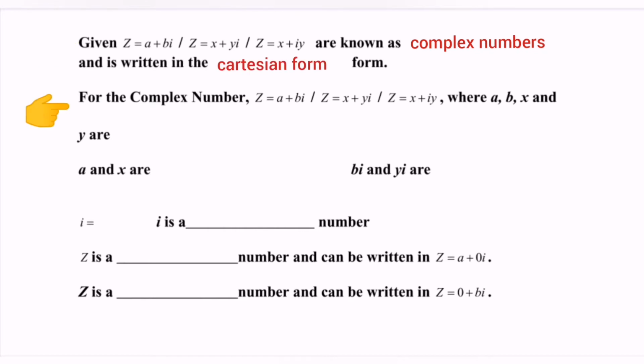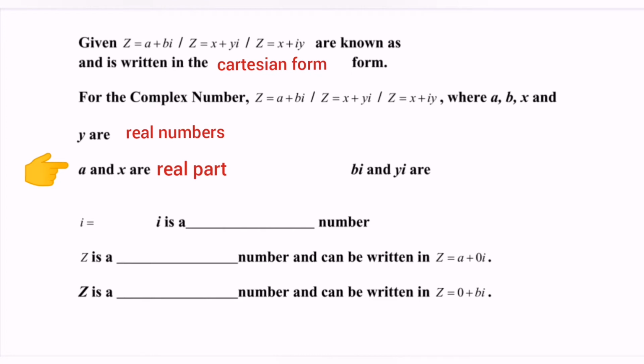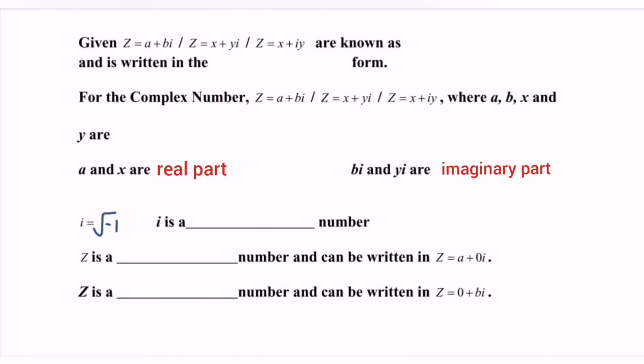For the complex number, where we have z equals a plus bi, z equals x plus yi, and z equals x plus iy, where a, b, x, and y are real numbers. Next, a and x are the real part, and bi and yi are the imaginary part. i equals the square root of -1. i is the unit imaginary number.